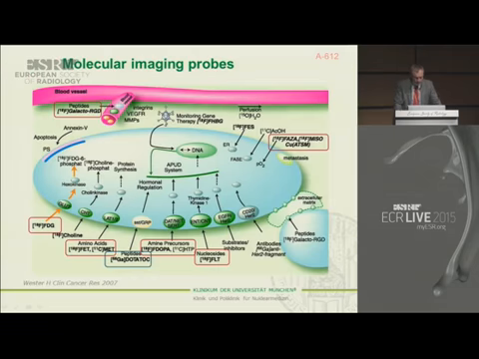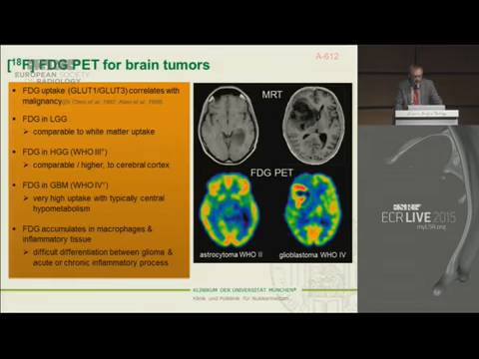I would like to focus on all the probes which are in a red frame, starting with FDG, then labeled amino acids, then nucleosides, which are proliferation markers, hypoxia markers, or markers which are indicative for angiogenesis. Let's now start with FDG PET.